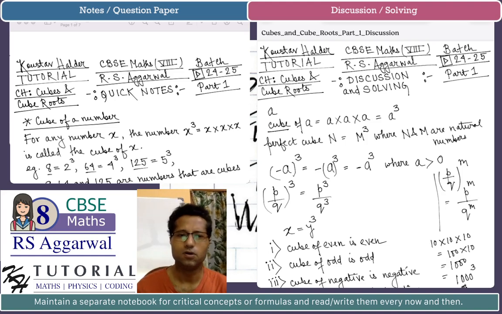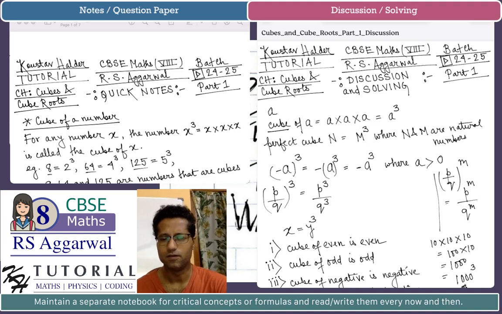And the next video will of course be solving a few more problems from exercise 4A and 4B, and after that I will move on to the next section of the chapter, that is cube roots.